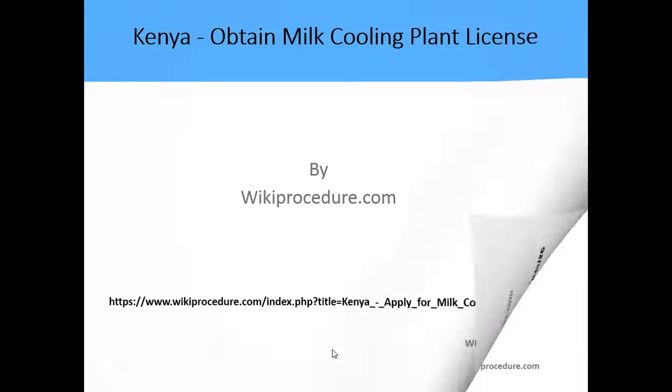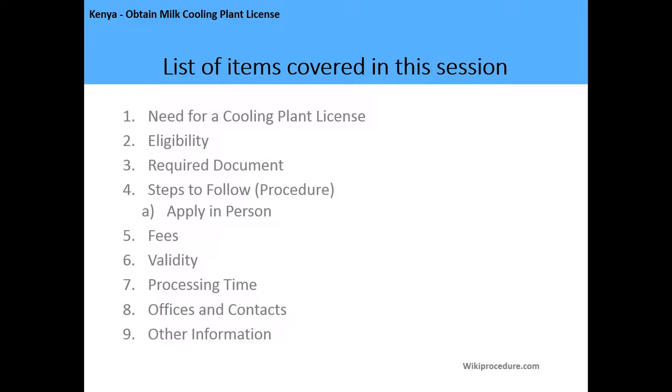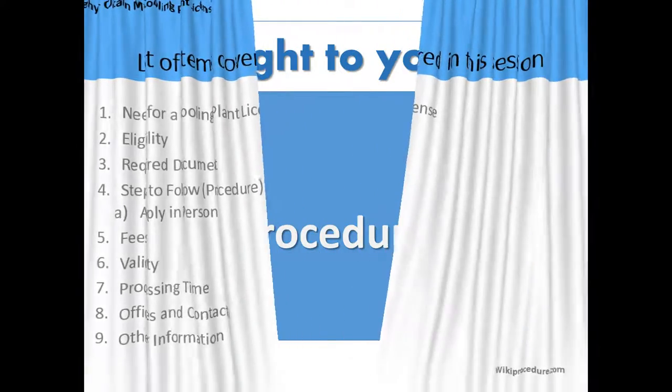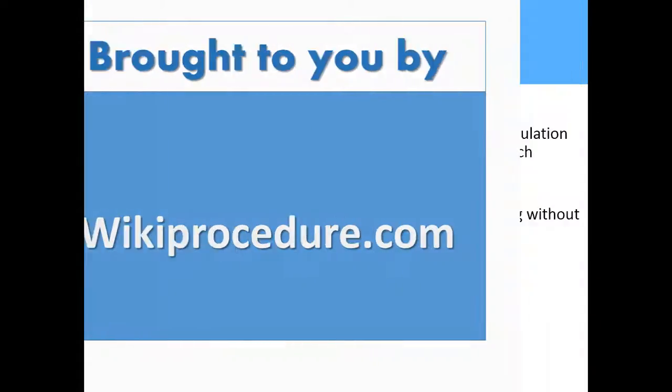So let's get back to our presentation, and the list of items which we are going to cover in this session include the need for a cooling plant license, the eligibility criteria, the required documents, steps to follow when making the applications, the fees, validity period, processing time, office location and contact information, and any other information that we may find relevant on how to apply for the milk cooling plant license in Kenya. Welcome to our presentation today, which is brought to you by wikiprocedure.com.